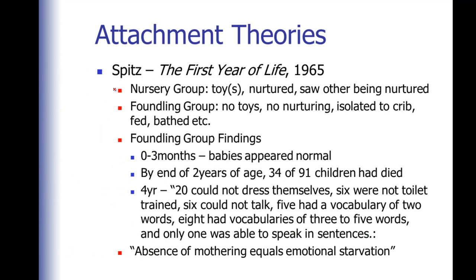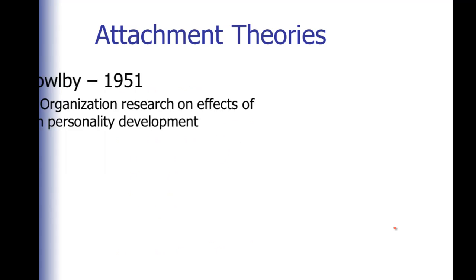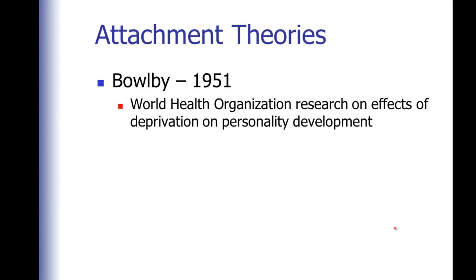Then Spitz goes into this. He has a different take on that first year of life in 1965. He talked about nursery groups with toys, where infants were nurtured and saw others being nurtured, and then a foundling group that had no toys, no nurturing, and was isolated in the crib. The ones that were held and played with appeared to be normal, but at the end of 2 years the group that was deprived, the foundling group, died. And at 4 years, 20 could not dress themselves. Again, you can't imagine it today, but in 1965 they let him do this research. This absence of mothering equals emotional starvation. And in '65 they weren't studying the effects of socioeconomic class because it's very politically incorrect to talk about that. But I'm telling you, when you're working in a low-income school, you'll see this more clearly.